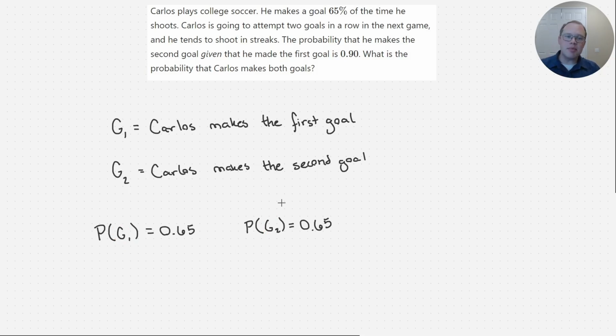Okay? But then we get some additional information. Because he generally shoots in streaks, the probability that he makes the second goal, given that he makes the first goal, is 0.90. So if we have an additional piece of information, if we already know he has made the first goal, then we can recalculate the probability that he's going to make that second goal. So the probability that Carlos makes that second goal, given that we already know he's made the first goal, is 0.90. That probability shoots up to 90%.